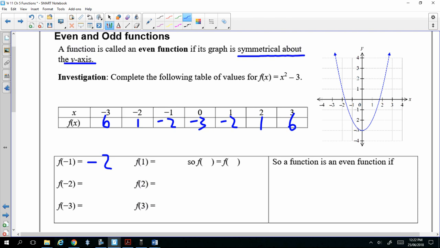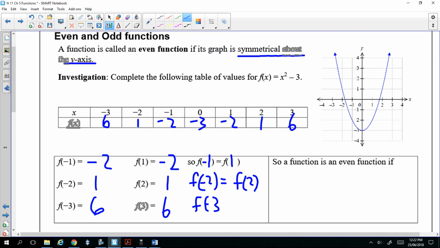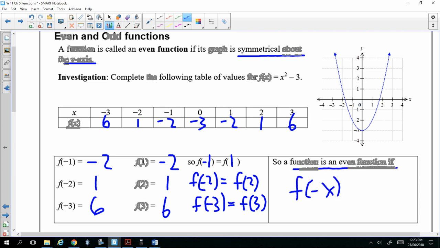f(1) is -2. f(2) is 1. f(3) is 6. So what can we conclude? That f(-1) is same as f(1), isn't it? What's f of -2? It's same as f(2). And what's f(-3)? Same as f(3). So what property do we see for an even function? A function is even if f(-x) is same as f(x). So that's how we prove whether a function is even or not, by doing this. Okay?